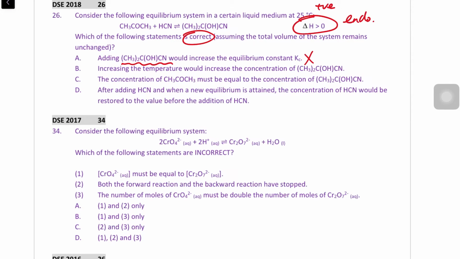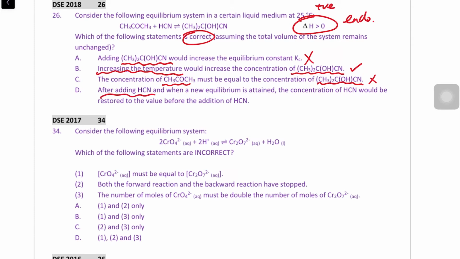No, for sure, because the Kc value is affected by temperature only. Second one, increased temperature will increase the concentration of product. Yes, because forward reaction is endothermic, just like an air con. So increased temperature, we need more air con, right? This is correct. C, concentration of the reactant must equal to the product. No, for sure, because we have no idea what the value of Kc is. So before any calculation, there is no point for us to discuss something is equal to something.